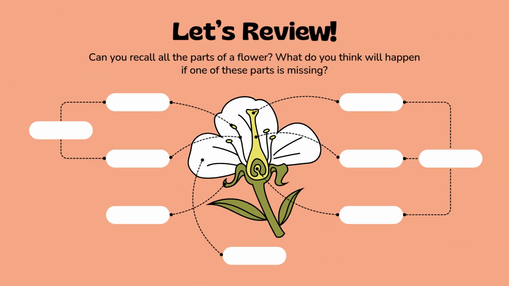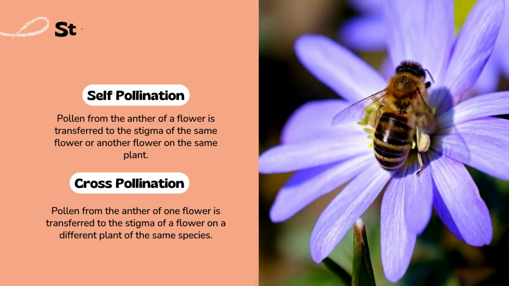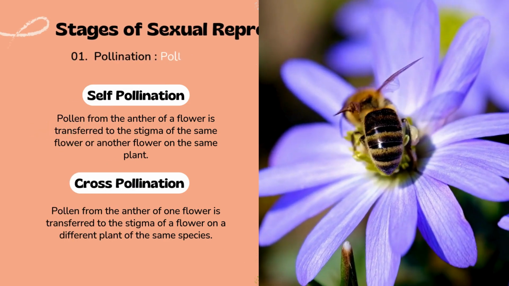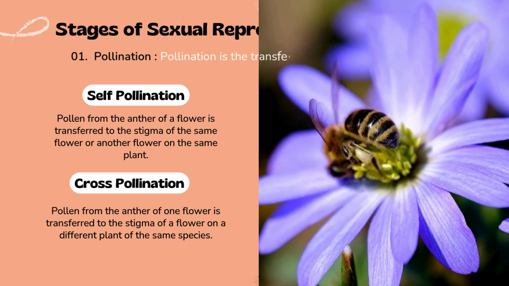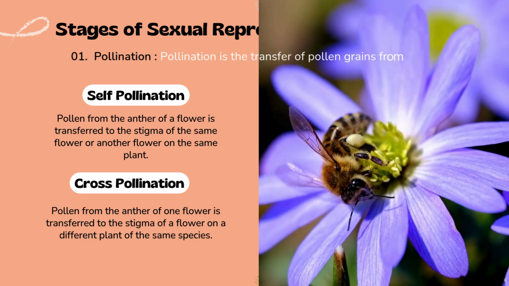Students, here is a picture, you can take a screenshot of it and try to solve and remember it. Stages of sexual reproduction in plants. 1. Pollination. Pollination is the transfer of pollen grains from the anther to the stigma.